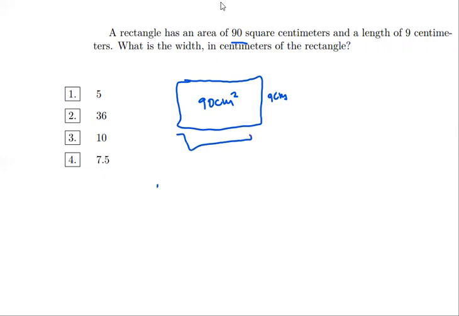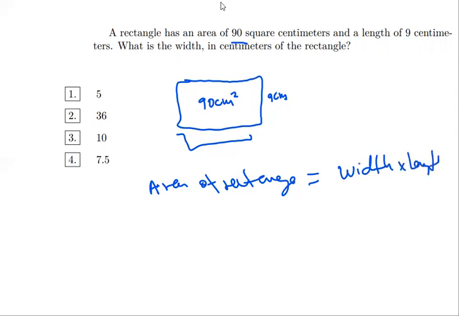Well, we can find the width this way. So the area of a rectangle is equal to, well, the width times the length. Okay. And we do know what the length is. So this will just be the width times the length of 9. And the area is 90.